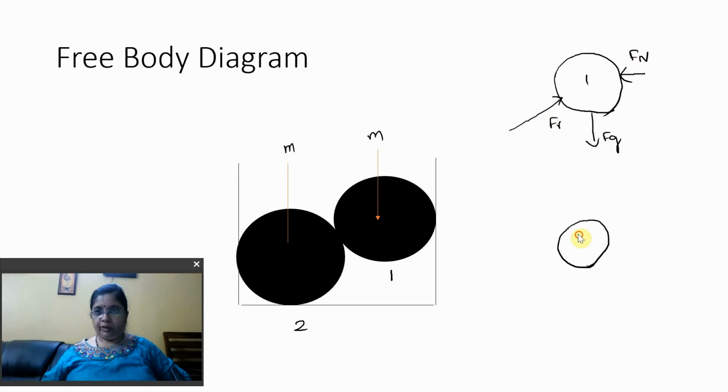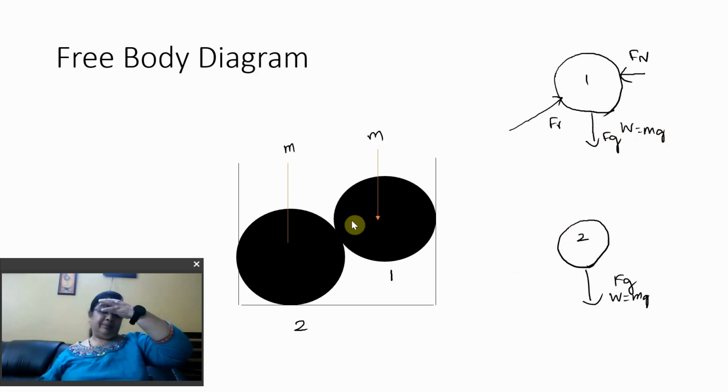I have ball 2 here. Okay, sorry. So, M or Fg, you can say W is equal to M into G. This is the weight which is acting downwards. Similarly, here you will also have W is equal to M into G, which is the force due to gravity. Now, this mass is trying to push it down.